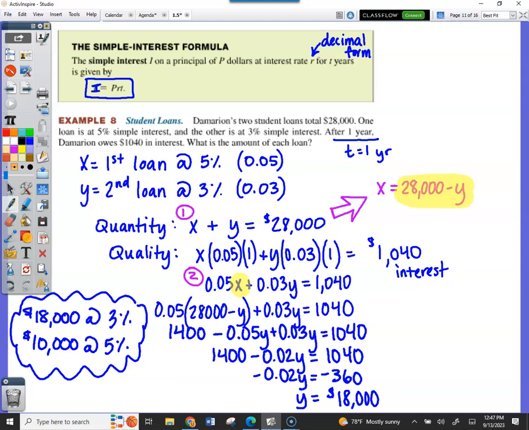Now, if those had not been convenient numbers that I can do in my head, then I technically would have plugged the 18 back in right here and subtracted it to get the answer for the other one.